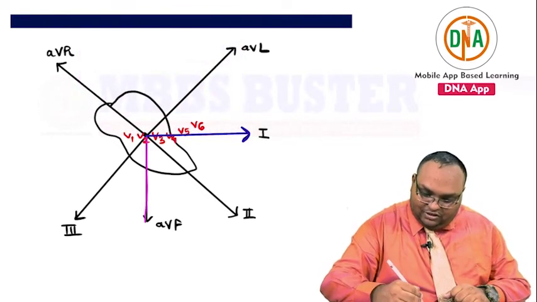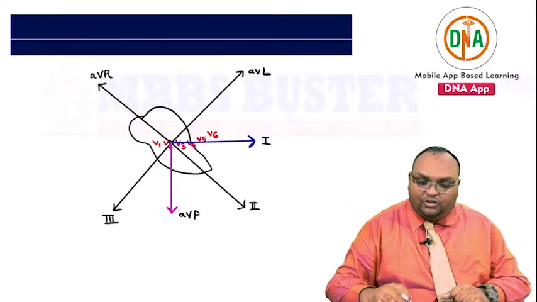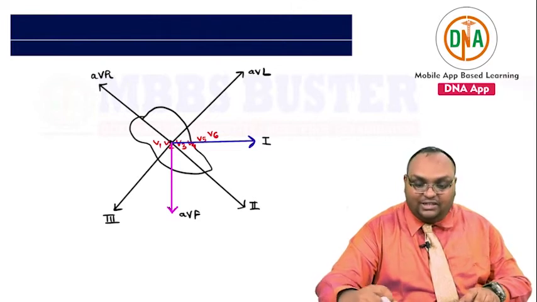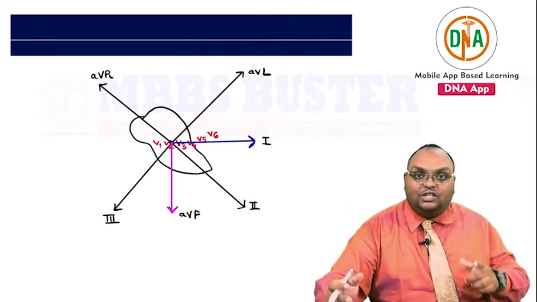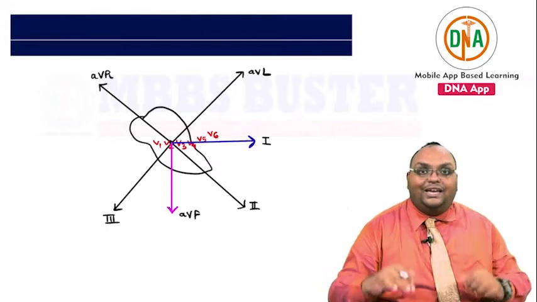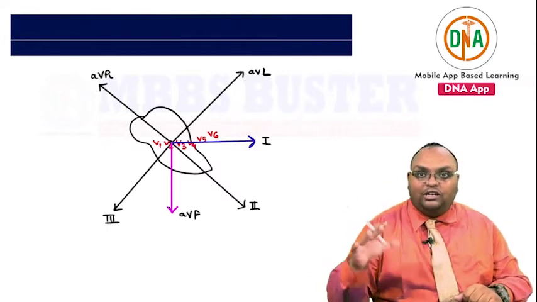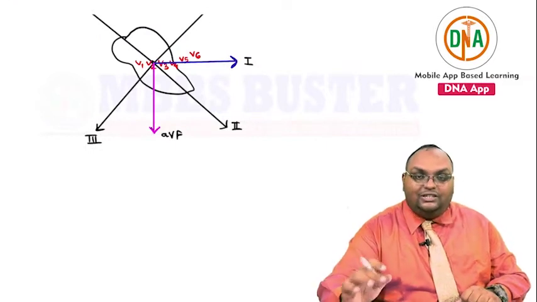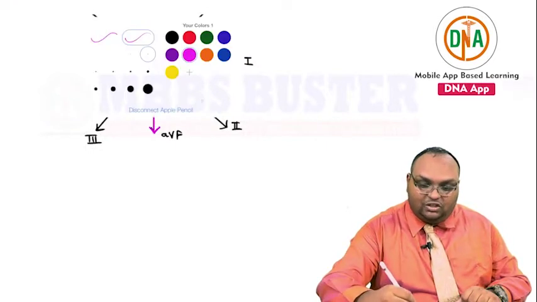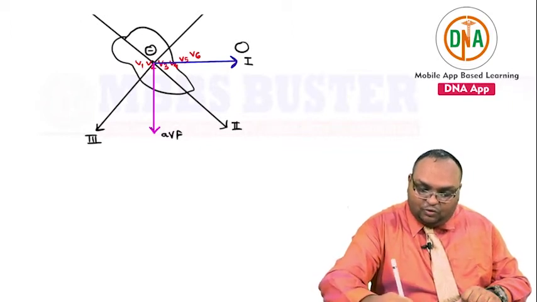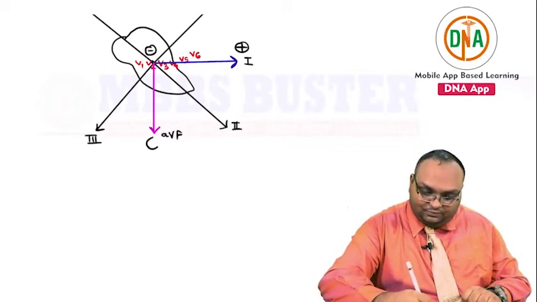The next question you might be asking me is, sir, in coordinate geometry we have a negative quadrant and a positive quadrant, but over here you have not shown any signs. So how do we transpose lead 1 and AVF into the x-axis and y-axis we are used to on a graph paper? I'll tell you that the direction of the lead which we show conventionally is always from the negative direction of the electrode to the positive direction of the electrode.